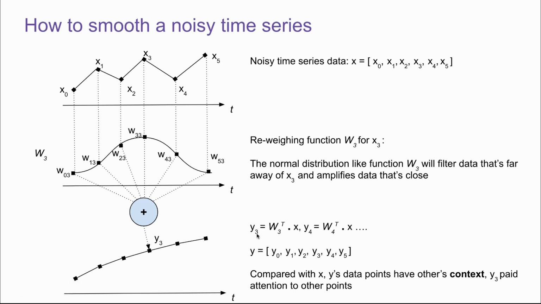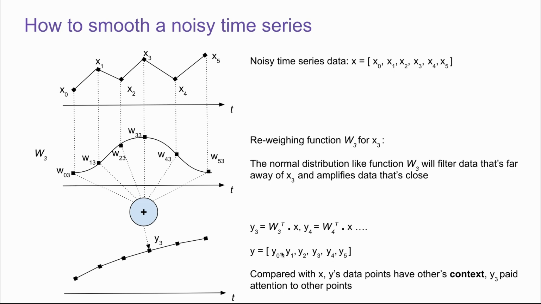So here is the mathematical formula. Y3 equals W3 dot product X. Similarly, Y4 equals W4 dot product X. W3 is a vector, X is a vector, so Y3 is a number. Similarly, Y4 is a number. And then with all the Y0 to Y5, it forms a new vector Y.